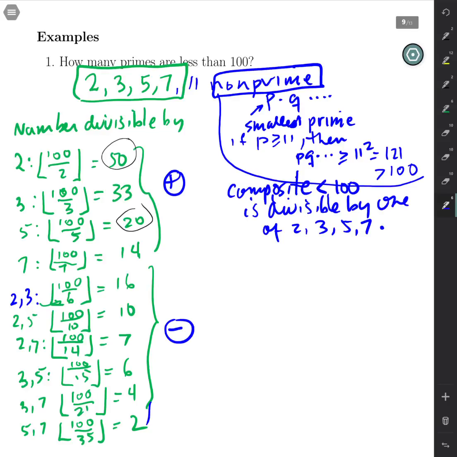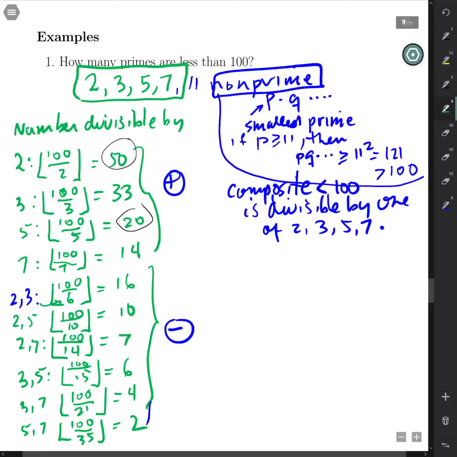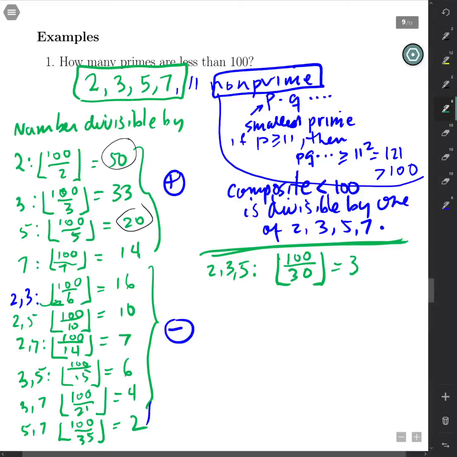And so now we'll do them 3 at a time and add those back in, because we've taken those out 3 times. So the 3 at a time would be 2, 3, 5. By all 3 of those would be numbers divisible by 30. All 3 of those would be 3 numbers. Okay, those 3 numbers were added in here.